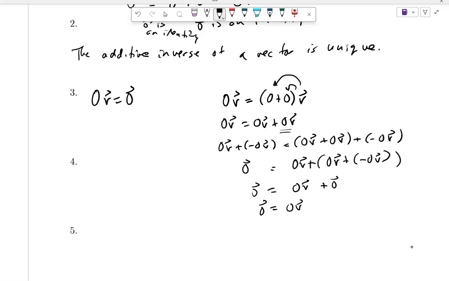That's property 5 because I'm adding a vector and its additive inverse. That's property 5.